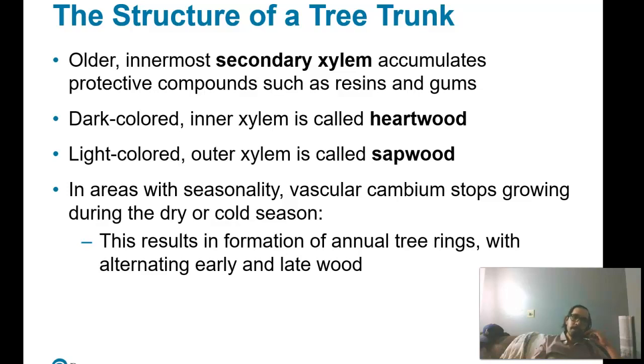Another thing you can see is that in areas with seasonality, the vascular cambium will stop growing during either dry or cold seasons. When it's dry, it's because of the lack of water. When it's cold, in areas where there's snow or ice, it's also because of lack of water, because the water is not available. And so what this results in is the annual tree rings with alternating early and late wood.